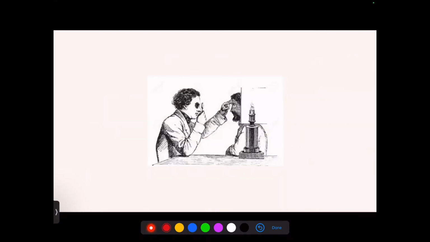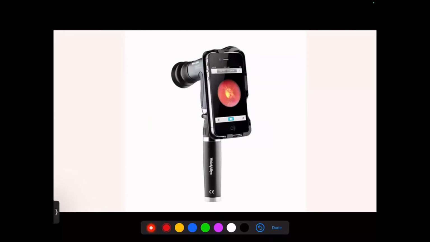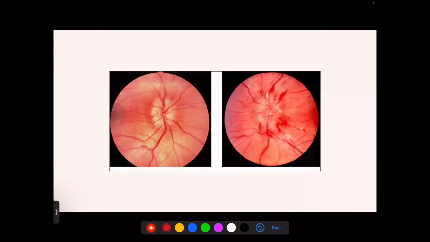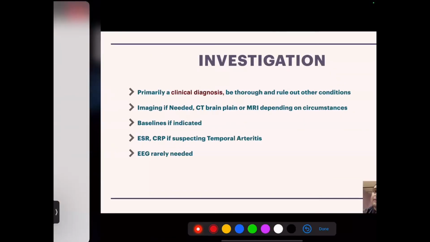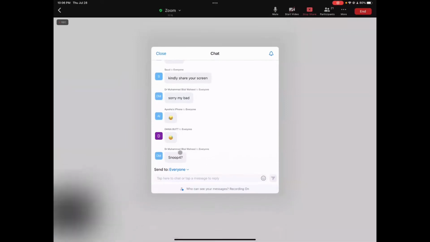This is how it was done in the past, and now you can do it like this as well. But there are really, really good fundoscopes, direct fundoscopes, PanOptics that are available to our doctors right now. So this is something that you must always be wary of. This is papilledema. This signifies raised ICP, and this causes you to image and admit the patient and do something right now. So yes, SNOOP4.